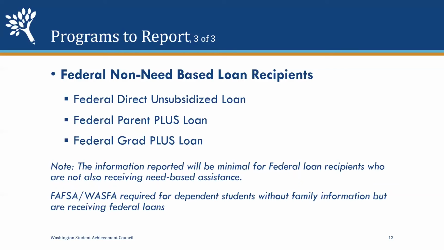Federal non-need-based loans to report are, as I said, the federal direct unsubsidized loan, federal parent PLUS loan, and federal Grad PLUS loan. Basically, information that's reported for these will be minimal for students who aren't getting any other need-based aid. The FAFSA or WSFA is required for dependent students without family information, but for those students who are receiving federal loans, primarily dependent students receiving the federal unsubsidized programs, we do want you to report all federal loan assistance.